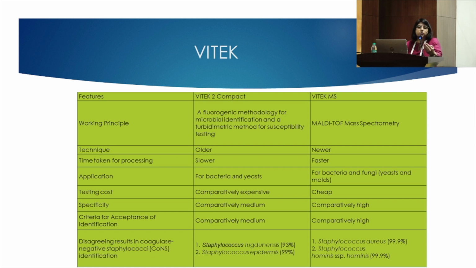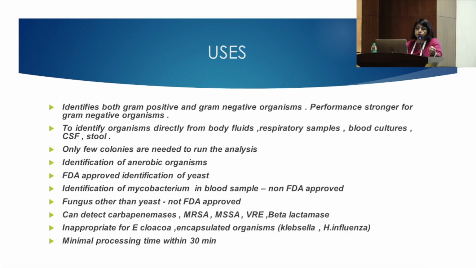This MS, which is based on mass spectroscopy using MALDI-TOF, is newer and faster. You can identify bacteria, fungus, yeast, and molds as well. It's cheap, with very good sensitivity. So these are the differences between the two systems. Now MALDI-TOF is basically replacing it. But for sensitivity, you still depend on the BRiCC.